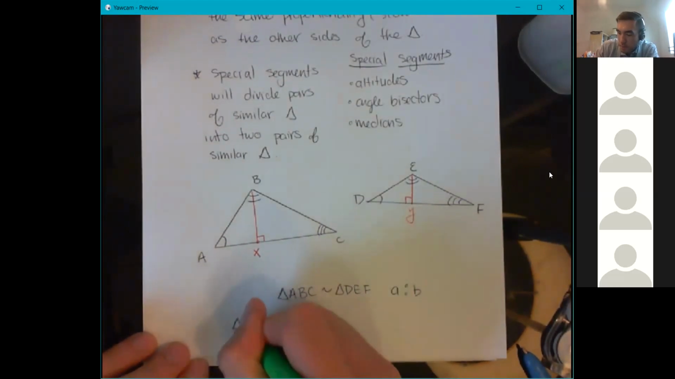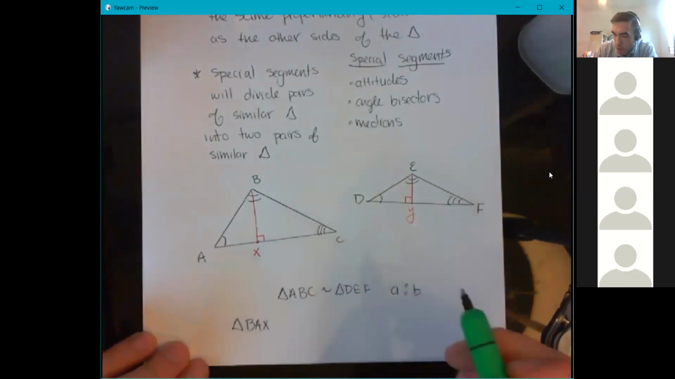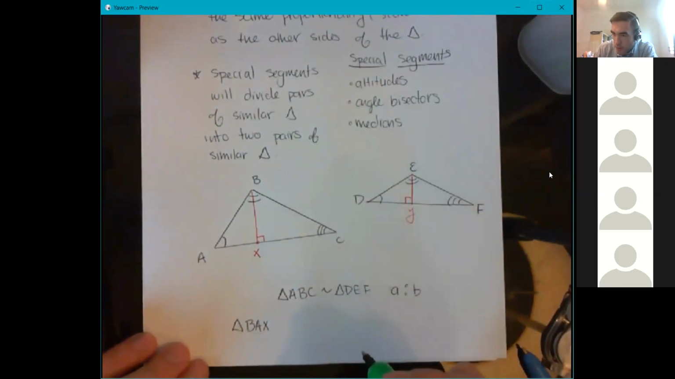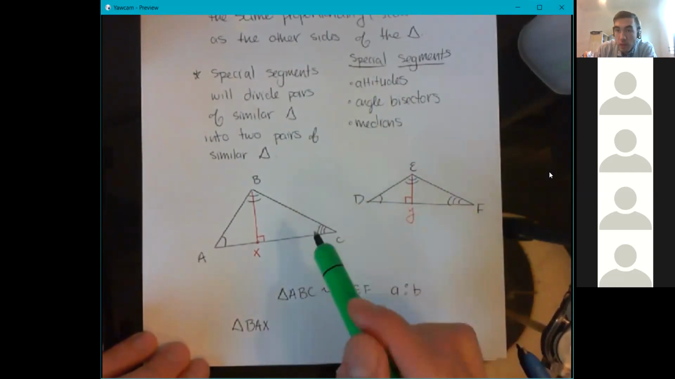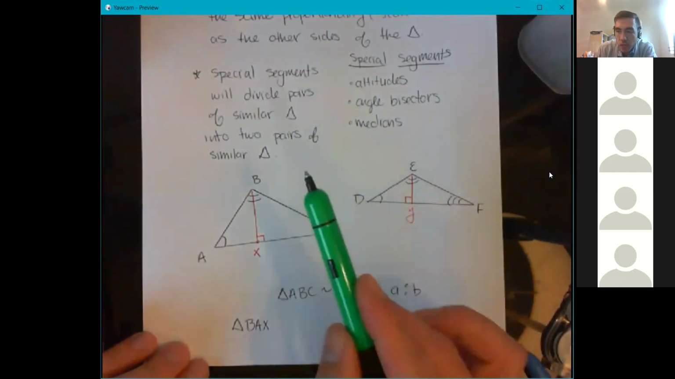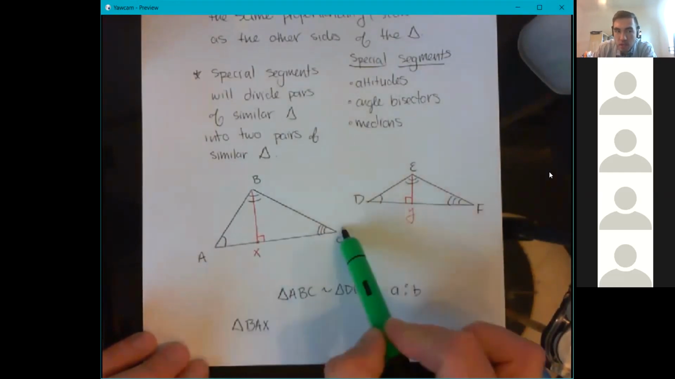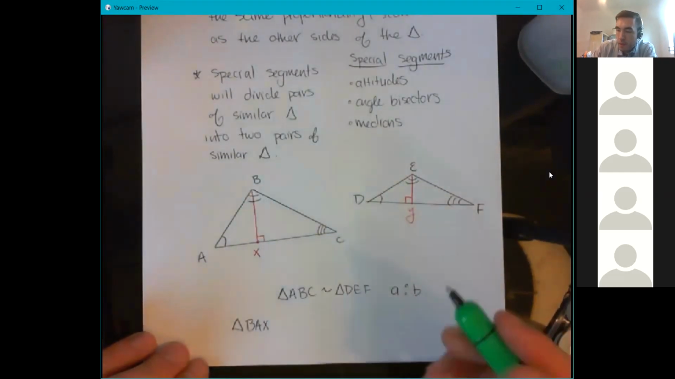What was the question out there? Is altitude basically just height? That's fair, yeah. If you were talking about calculating the area of this triangle, using one half base times height, you could say one half base times height, yeah.